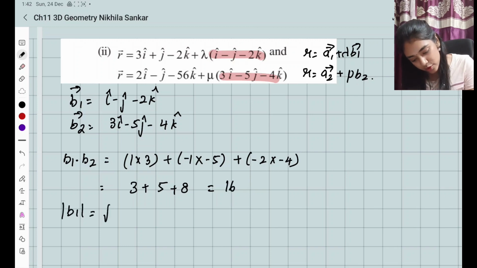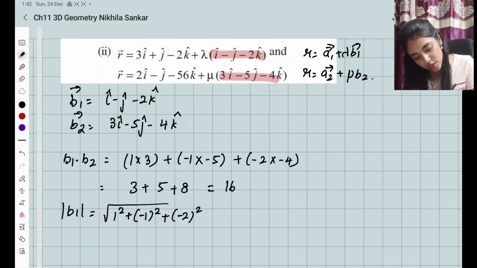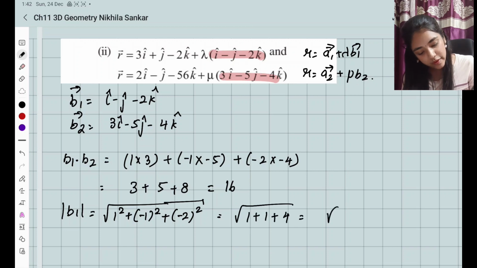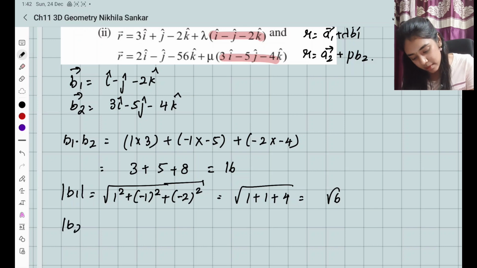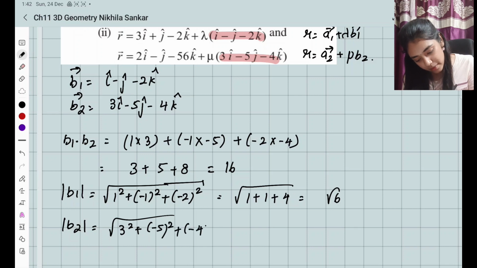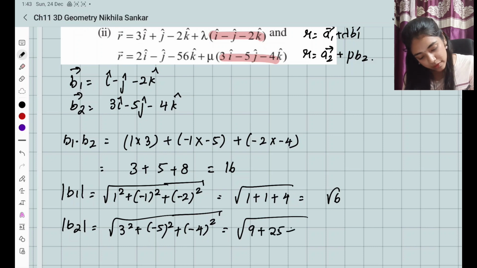Magnitude of B1 is going to be square root of 1 square plus minus 1 the whole square plus minus 2 the whole square. In the magnitude la nama vector algebra le padichitom. Okay. So you guys know this. 1 plus 1 plus 4 is going to be 6. So root 6. And magnitude of B2 is going to be square root of 3 square plus minus 5 the whole square plus minus 4 the whole square. இதுவும் example இருக்கு. It's going to be 9 plus 25 plus 16, which is going to be root 50. Root 50 can also be written as root of 2 into 25, which is 5 root 2.